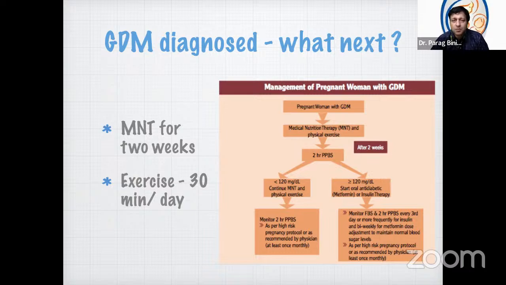Once this is done, we call the patient after 2 weeks, and then we do a 2-hour postprandial blood sugar level. Mind well, it is 2 hours postprandial. Now, if the value of postprandial blood sugar is less than 120 milligrams percent, we continue medical nutrition therapy and ask her to continue the physical exercise which she has started. And this has to be monitored frequently as per the physician's recommendation.